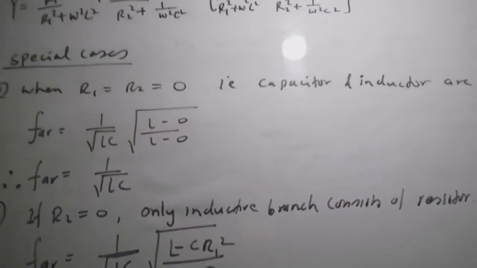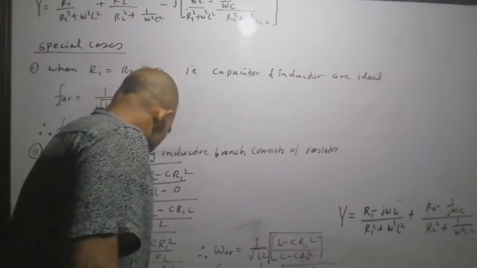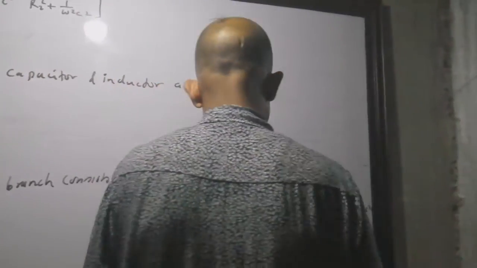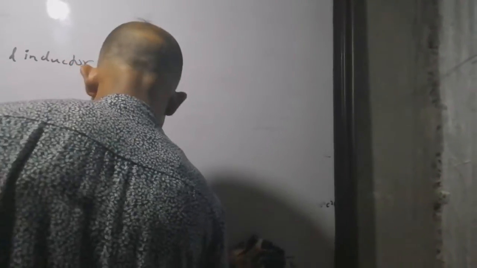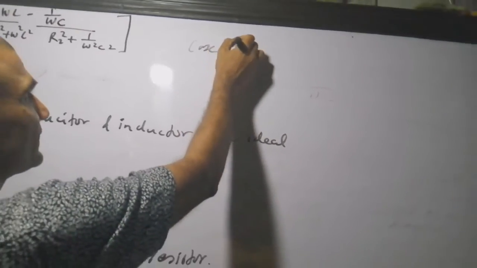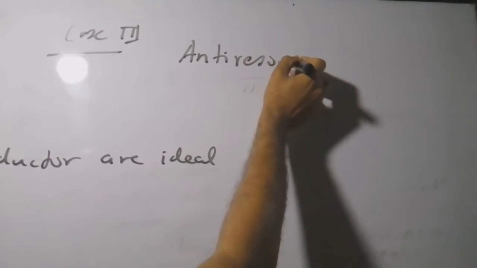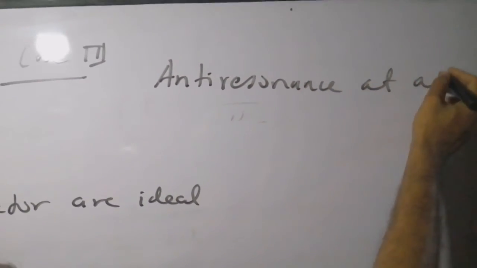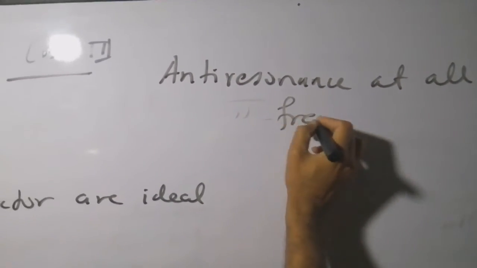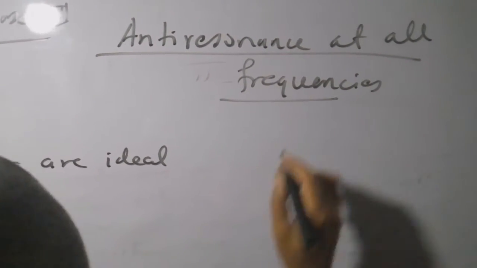Okay, so these are the two cases which we can get, and another very important case we have to discuss here, that is anti-resonance at all frequencies. Okay, the third special case, case 3, is anti-resonance at all frequencies. What will this be? Let's see. This is a very important case.